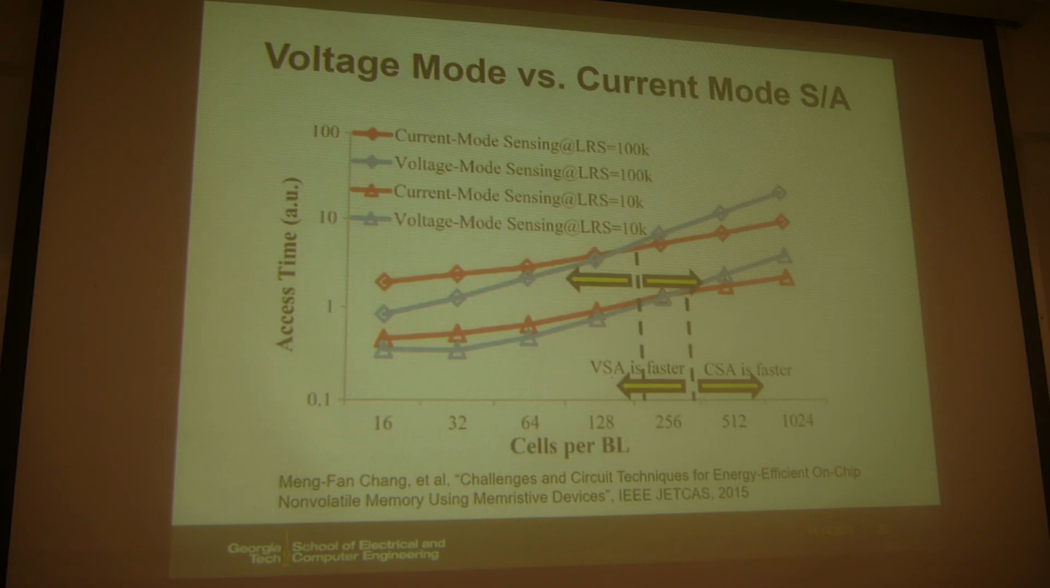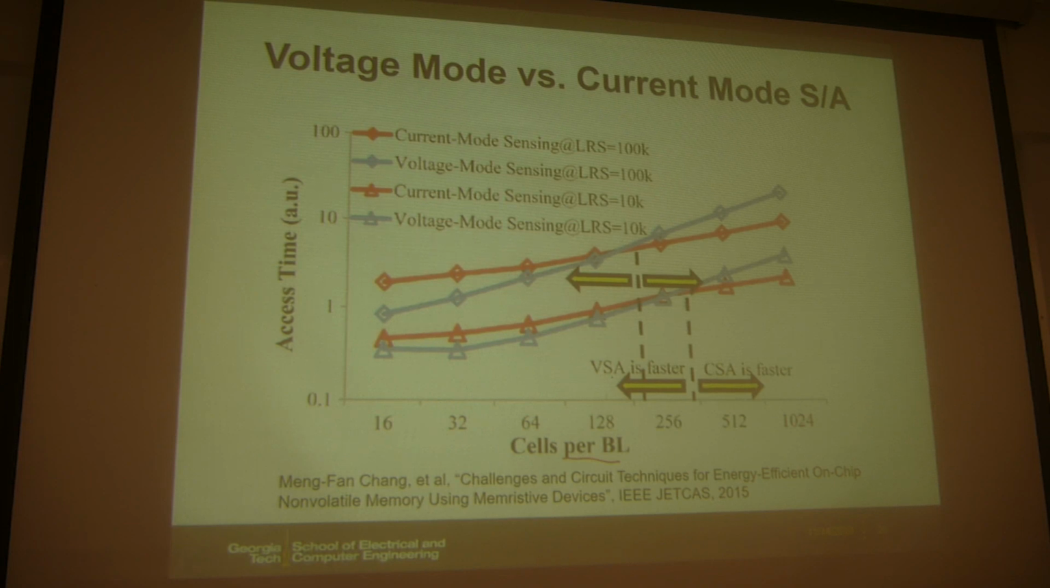First is the array size, or let's say the number of cells along the bit line. What is your number of cells along the bit line, or how many rows in the subarray? And the second parameter here is low resistance state. What is the resistance for your memory cell? Let's say 10 kilo ohm or 100 kilo ohm. So here you see the result. This is latency, access time.